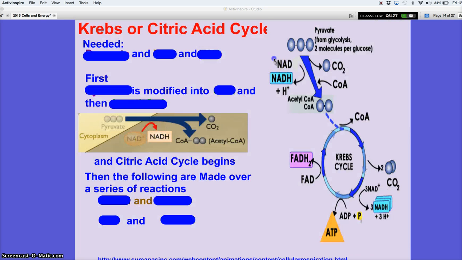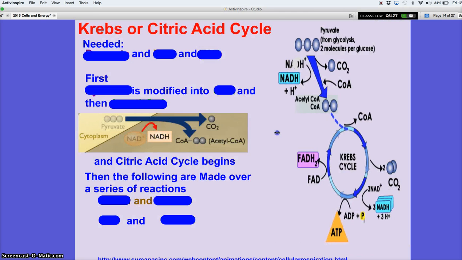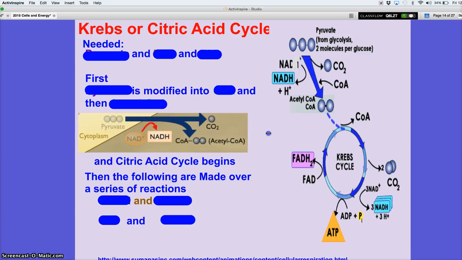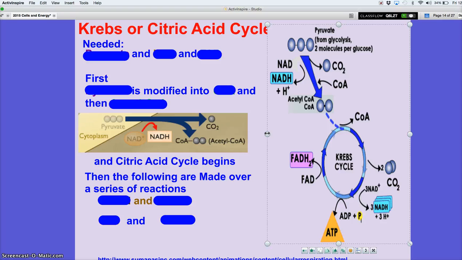Krebs is also known as the citric acid cycle, okay? The cycle part actually takes place right here. What do we need in order for Krebs to start? Pyruvate. What else do we need? NAD, and no ATPs needed. There's no more investment phase. FAD, okay?